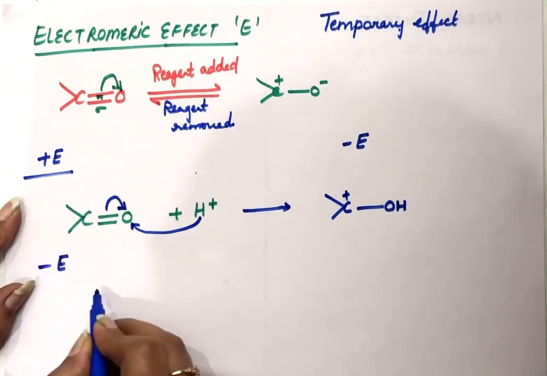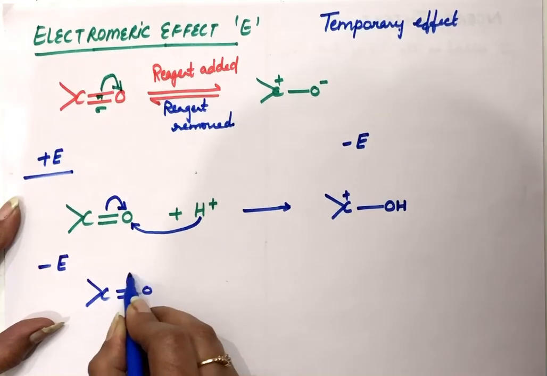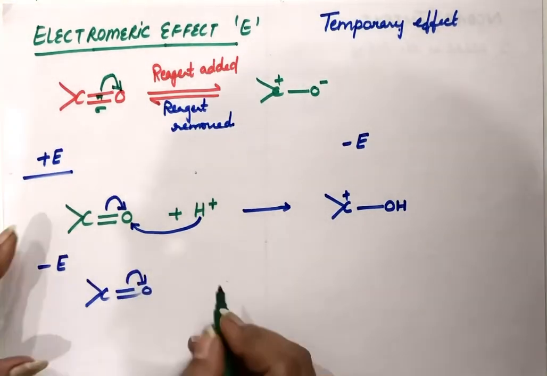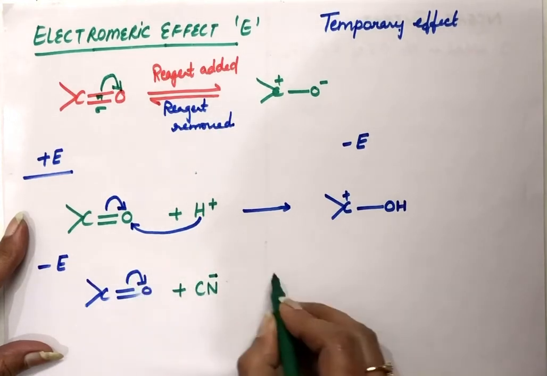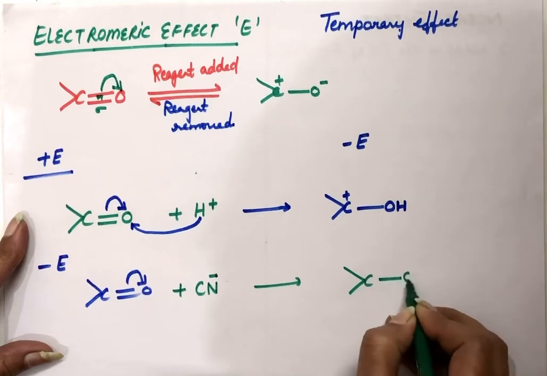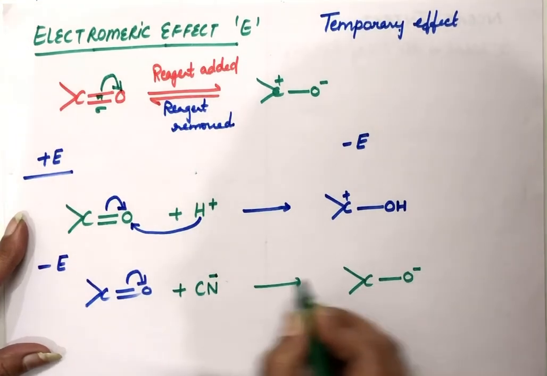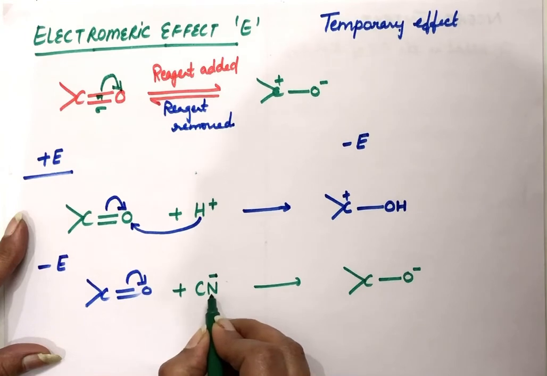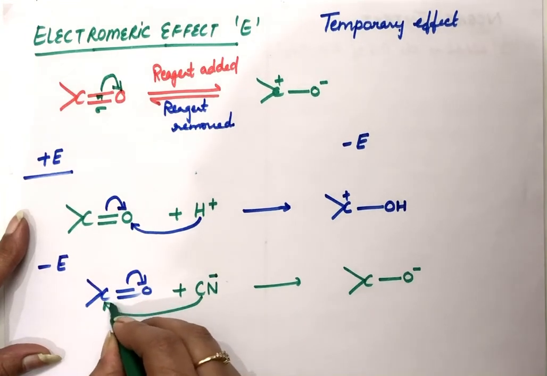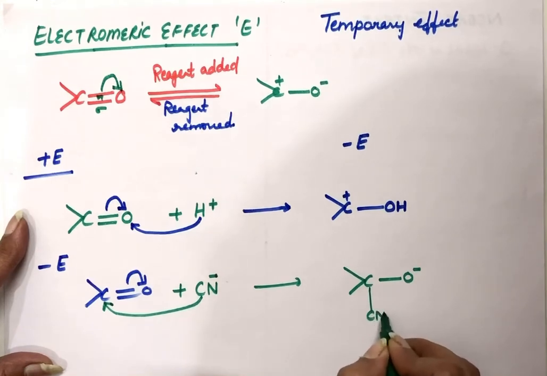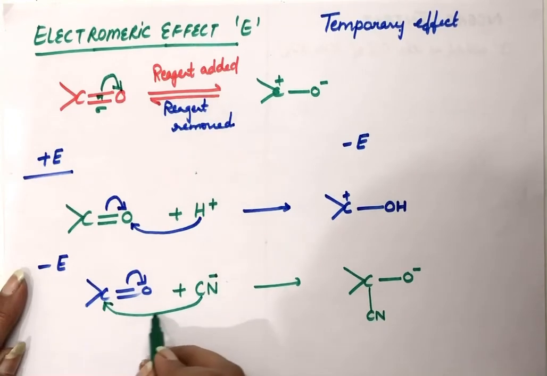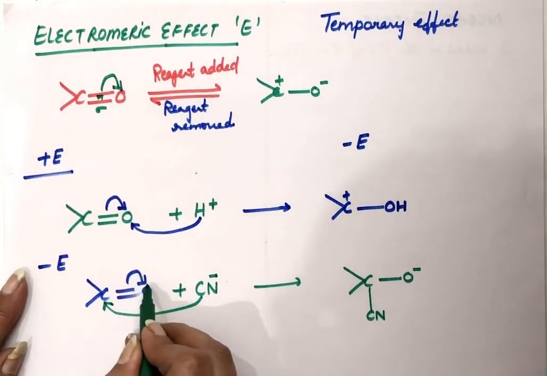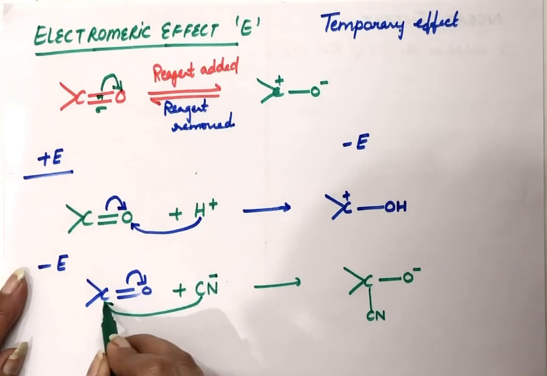In case of minus E effect, electrons of the pi bond move towards this oxygen when an attacking reagent like CN minus is added. Now electrons move on oxygen, so O gets a negative charge and carbon gets a positive charge. Now this is CN minus. Minus will attack the positive side, so this will attack the carbon because carbon gets a positive charge. So minus and positive will cancel, and now the attacking reagent is attacking the other side. Electrons are moving this side and the attacking reagent links to the other side. This kind of effect is known as minus E effect.